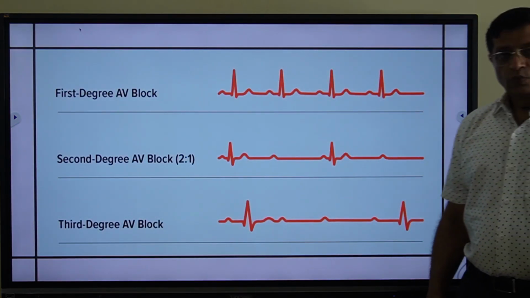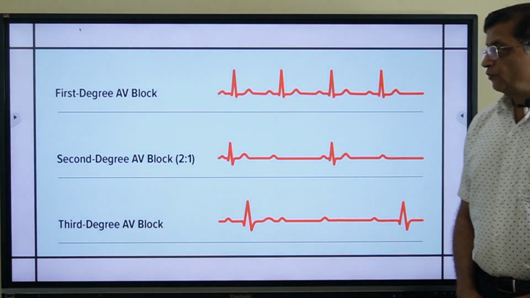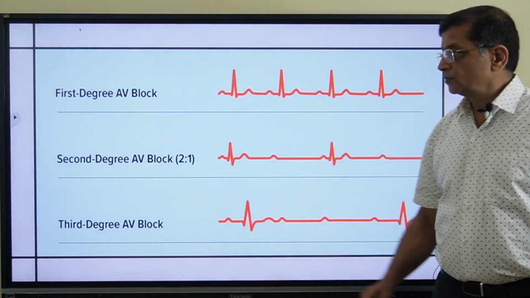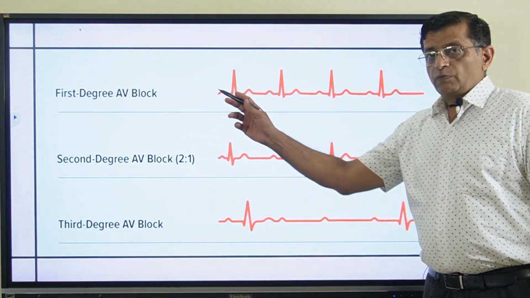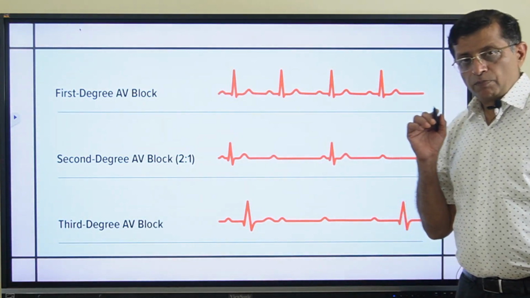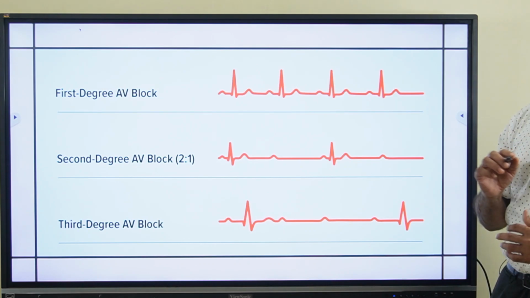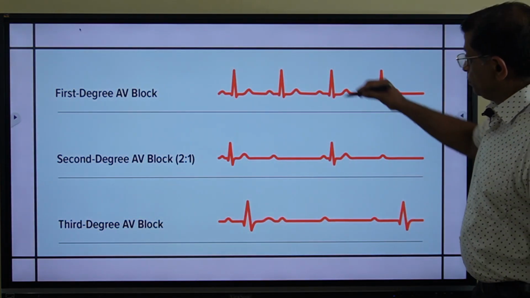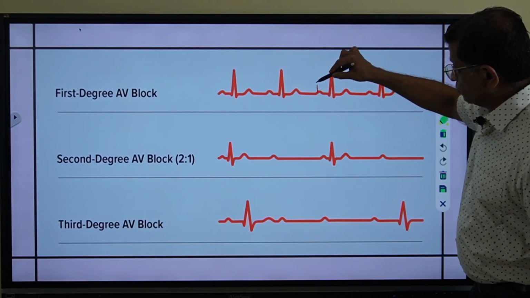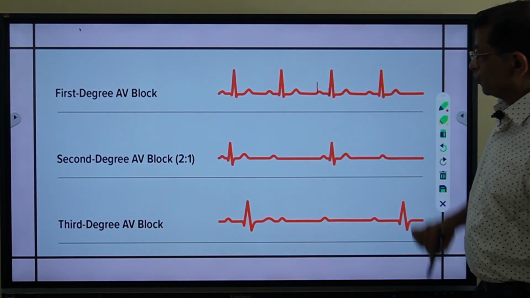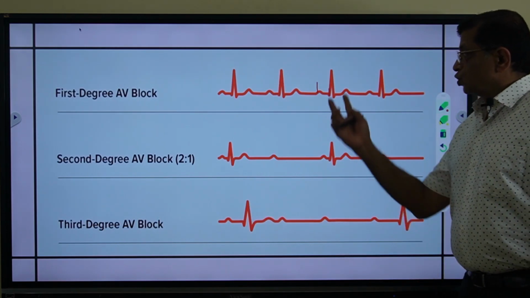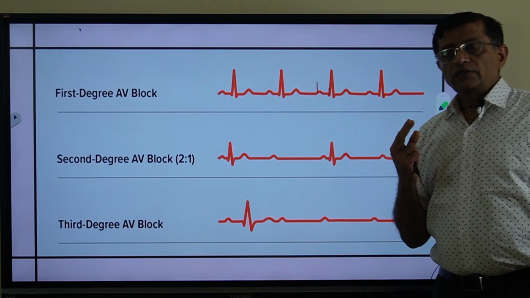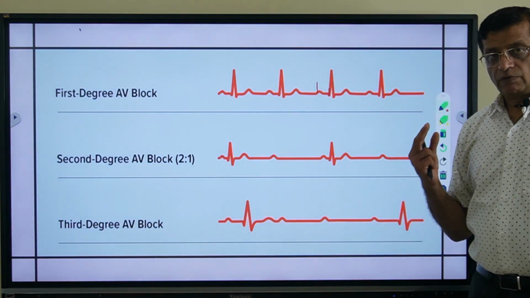As we all know, AV blocks are divided into first degree, second degree and third degree AV blocks. First degree AV block is not a block proper, but it is delayed conduction, giving rise to what is called a prolonged PR interval. PR interval is measured from the beginning of P to the beginning of R or beginning of Q. When this PR interval is more than 5 small squares, this is called first degree AV block.